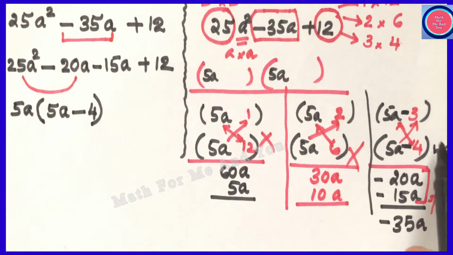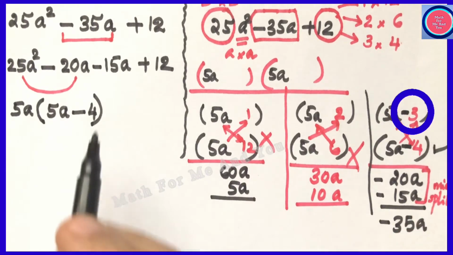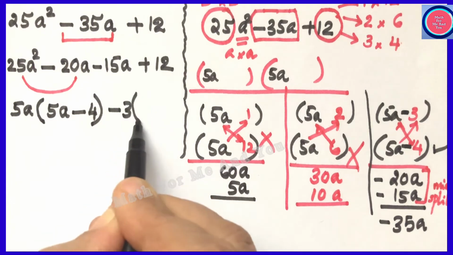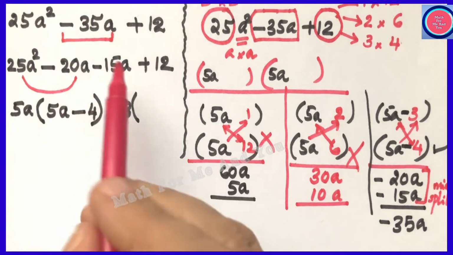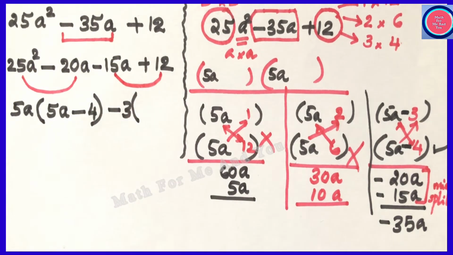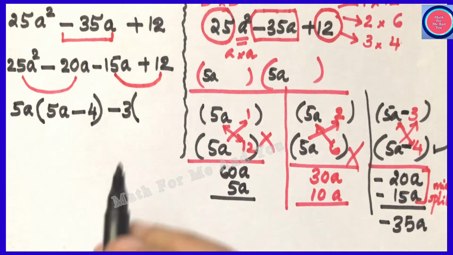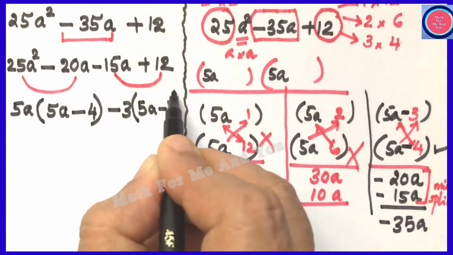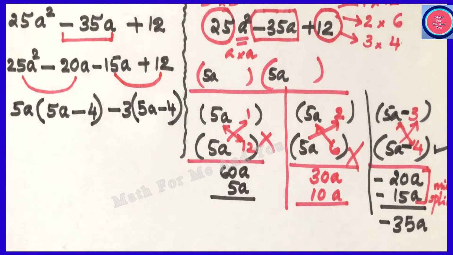Next we need 5a minus 3. That means take minus 3 outside from the last two terms. So it is very easy. What to take outside? Minus 3 we have to take outside. When we take minus 3 outside, what will be inside the bracket? Inside the bracket will be same as inside the first bracket, which is 5a minus 4.